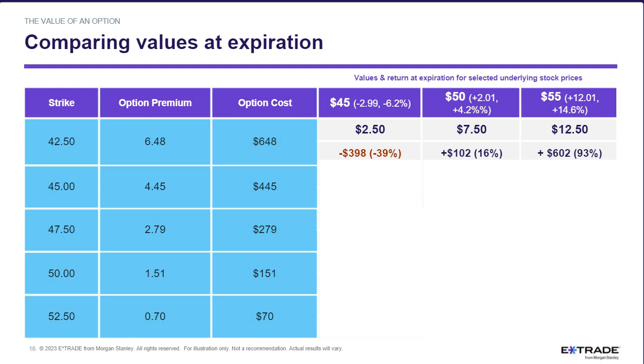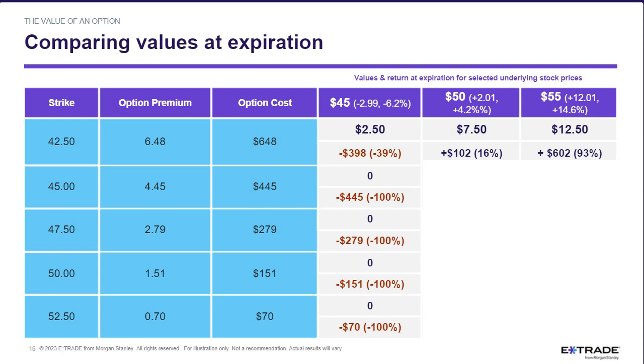What about the second row? Well, take a look here. If we bought the 45 and the stock closes at 45, well, this is a situation where all of the value of this option has dissipated. There's no time left, and there's no intrinsic value. So therefore, the option expires worthless. And that lesson is then true at every strike price higher. All of those strike prices are 100% losses if the stock is only at 45.